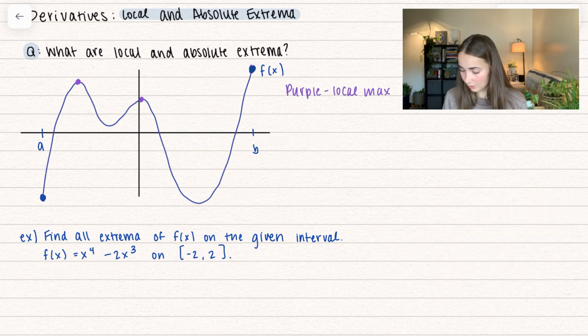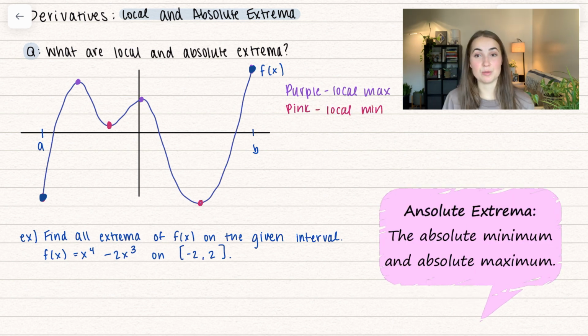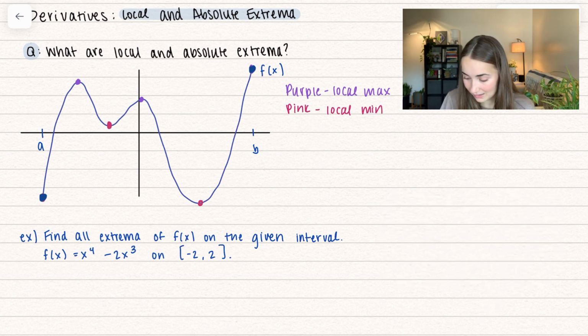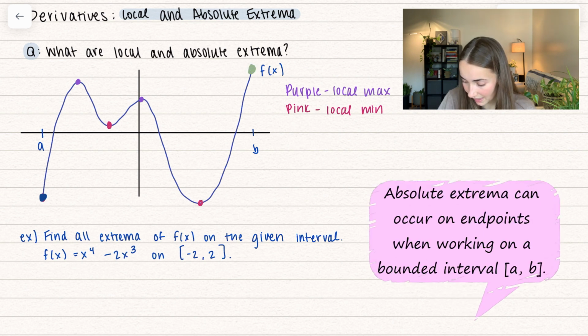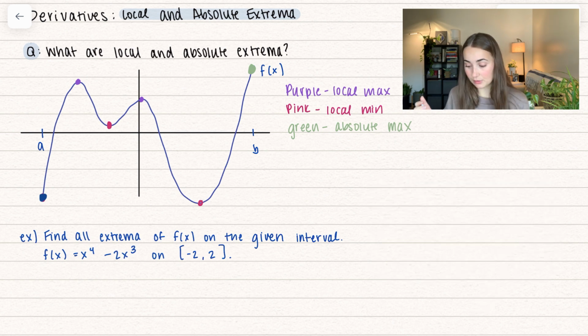Now let's go ahead and look for our local minimums. I have a local minimum right here, local minimum right here. So everywhere we see pink are local minimums. And then we have absolute extrema. So that's going to be the absolute minimum and the absolute maximum. So here, if I look for the absolute maximum, it's actually going to be on the endpoint right here. And then if we look for our absolute minimum, I'm actually going to say it's right here.